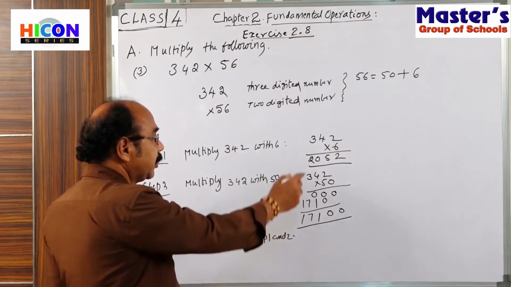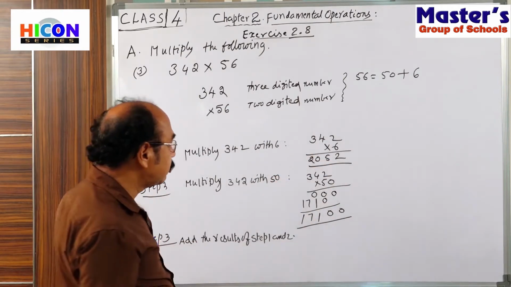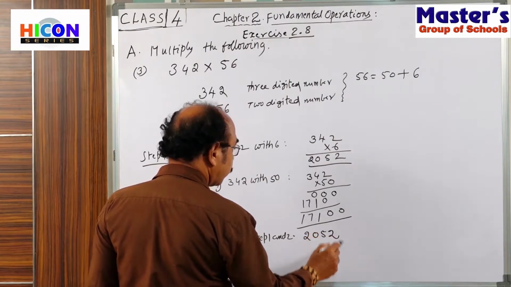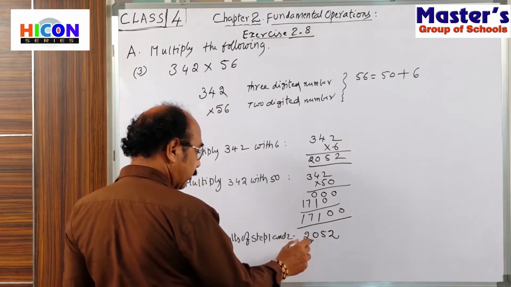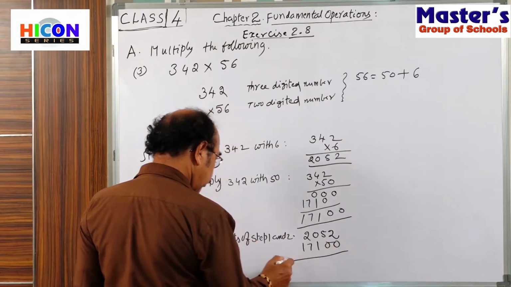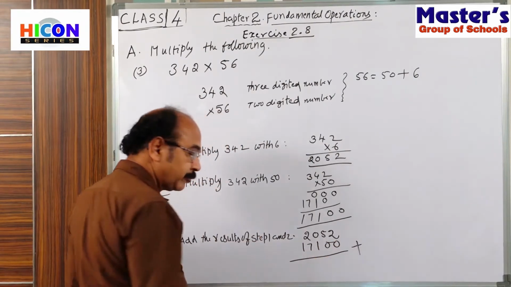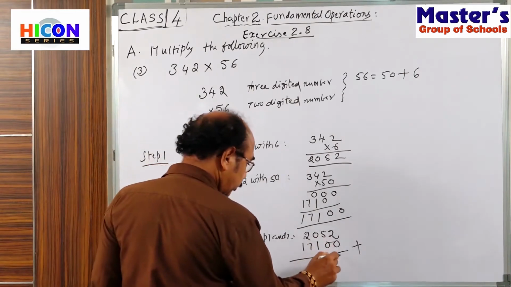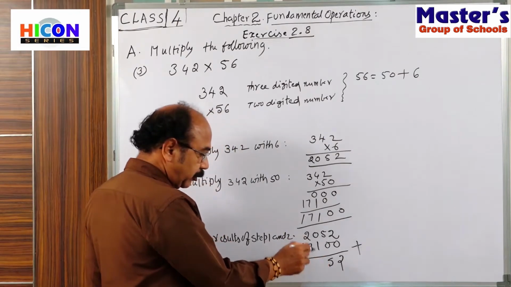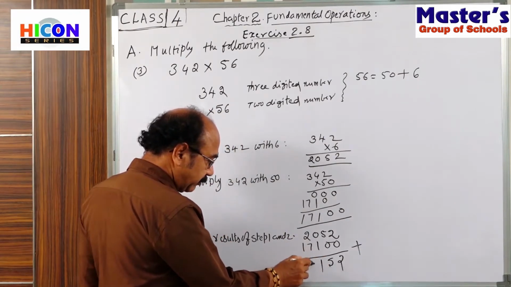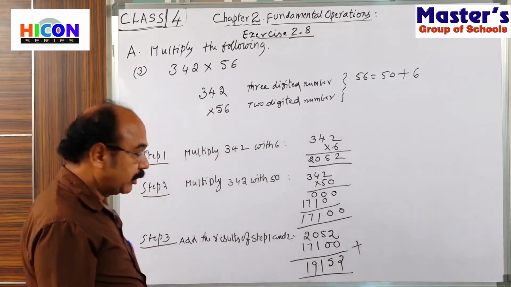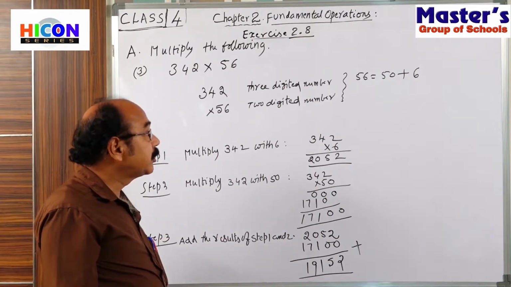That means in the first step, how much we got? 2052. In the second step, what we got here? 17100. Now add. 2 plus 0 is 2. 5 plus 0 is 5. 0 plus 1 is 1. 2 plus 7 is 9. Here 19152. Okay, children?